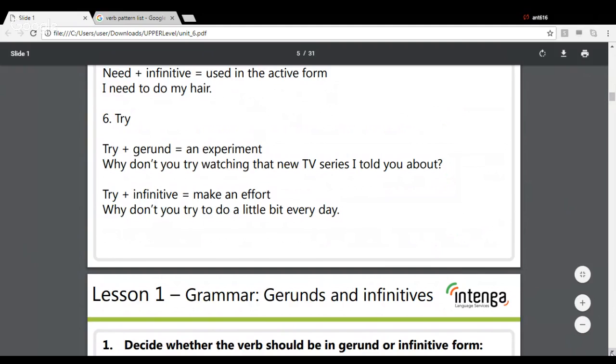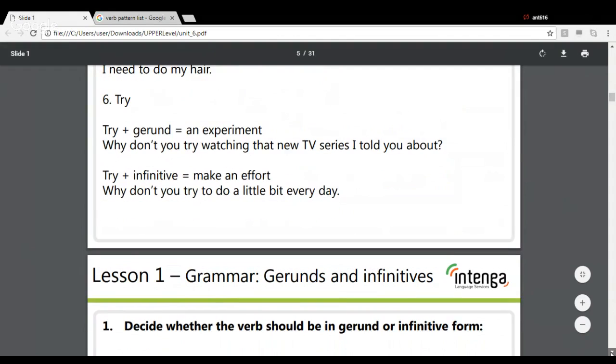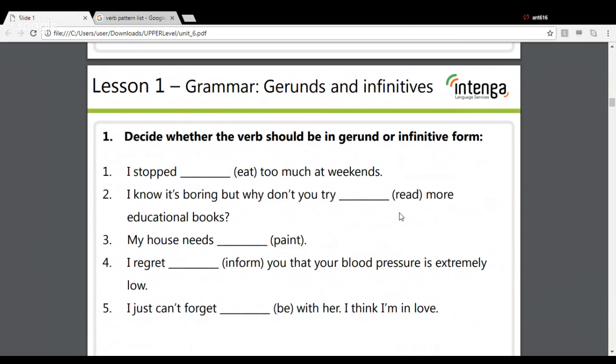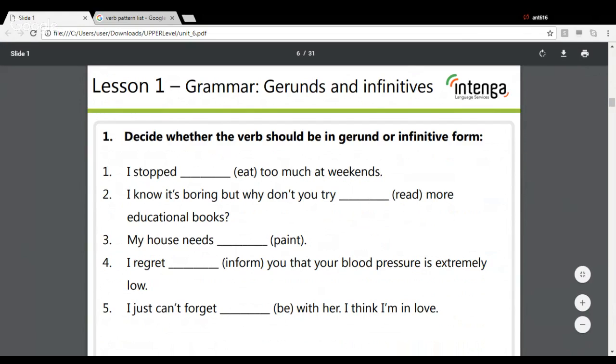Honestly, I think this is supposed to be the gerund. I know it's boring, but why don't you try reading more educational books? But it also could be saying, hey, make an effort and read more educational books. So then we'd have why don't you try to read? I see. So really both of them are fine. It just depends on your intention. All right. Whew, good.